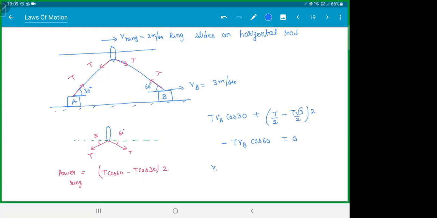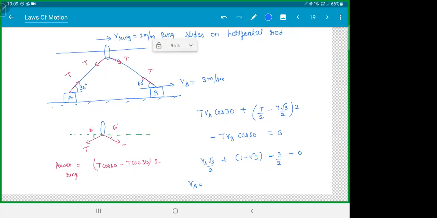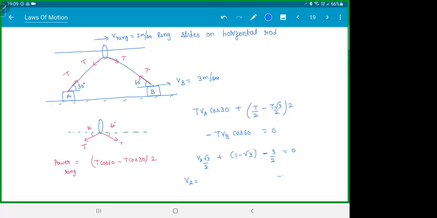Tension cancels everywhere. We get VA cos 30, which is root 3 by 2, plus 1 minus root 3 minus VB into 3 by 2, is 0. So we get VA is equal to, how much is this? 1 minus 3 by 2 is minus half, minus root 3. It will go that side, so we'll get root 3 plus half into 2 by root 3. Multiply 2 inside. So this will be 2 plus 1 by root 3.